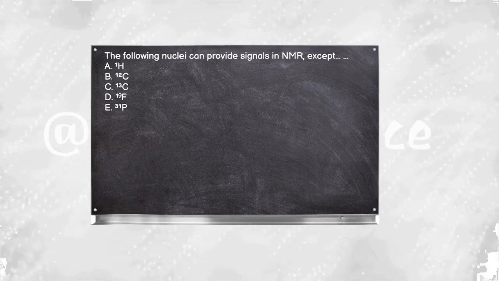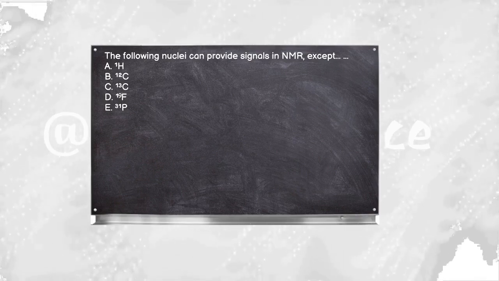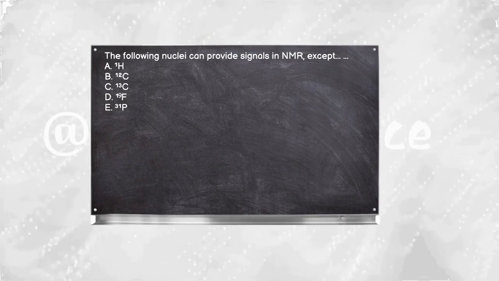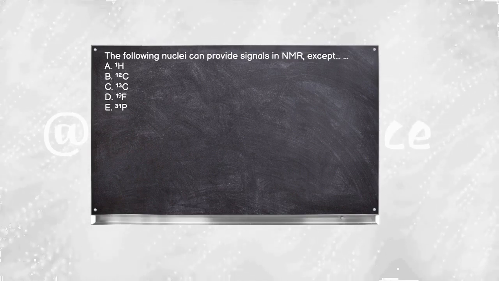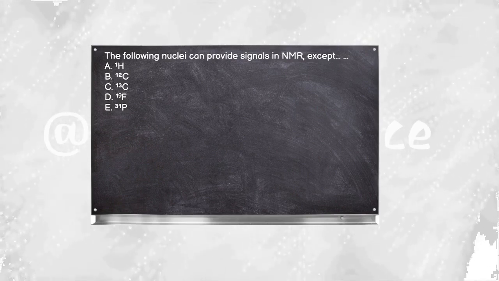NMR stands for nuclear magnetic resonance. It is one of the spectroscopy tools. NMR can be used to determine the structure of molecules. How this tool works, watch this short animation.